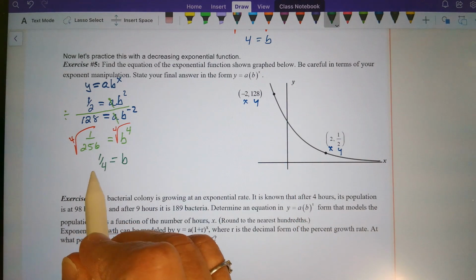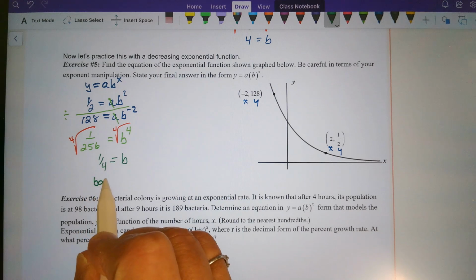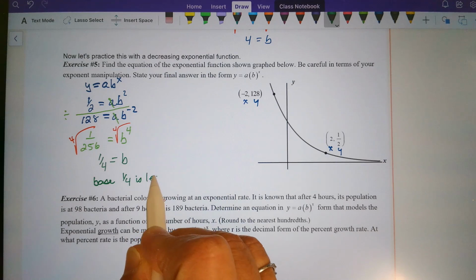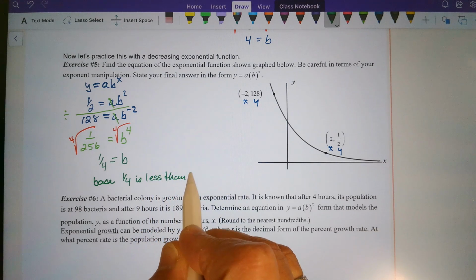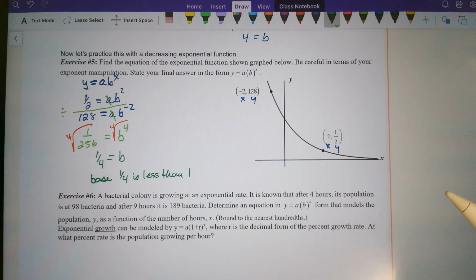Oh, yes, right? Because this is a base. And this base, 1/4, is less than 1. And we have a decreasing function. Remember, our base would be less than 1 if our exponential function is decreasing. We still have to find A.